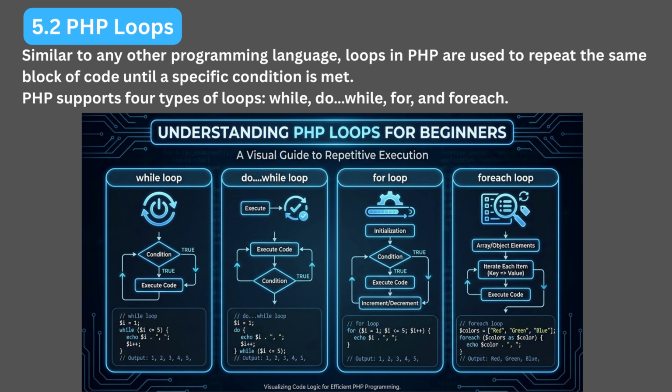Finally, the foreach loop is specially designed for arrays and objects. Instead of dealing with numbers or conditions, it automatically goes through each item in an array, making it the easiest and cleanest way to work with lists of data. It allows you to access each element one by one without worrying about indexes. In simple words, loops in PHP help you automate repetitive work, reduce your code, and make your programs run more efficiently. Understanding these four loops is a major step towards becoming confident in PHP programming.